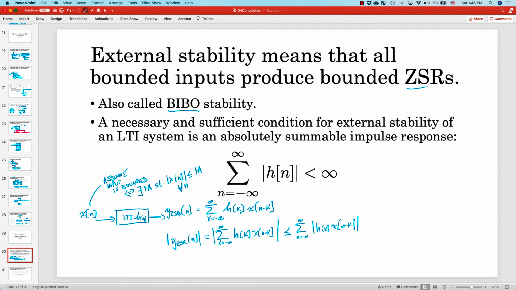Again, what I'm trying to do is find a bound on the absolute value of the output at any given time. And the absolute value of a product is, it won't surprise you, the product of absolute values. So this actually equals the sum of the absolute value of h of k times the absolute value of x of n minus k.